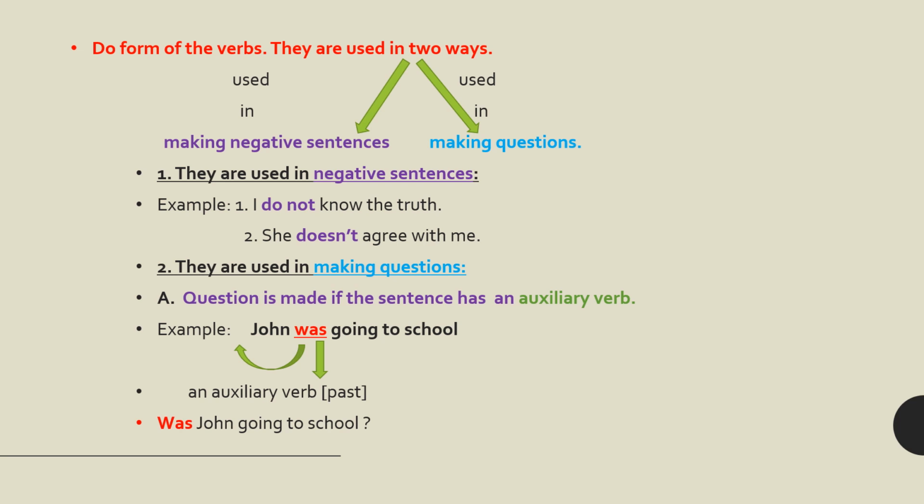Second, they are used in making questions. A question is made if the sentence has an auxiliary verb. For example, John was going to school. In this sentence, was is an auxiliary verb in past tense. Either the auxiliary verb is in past tense or present tense. If it is present in the sentence, we can bring that was before the subject and make a question, like, was John going to school?